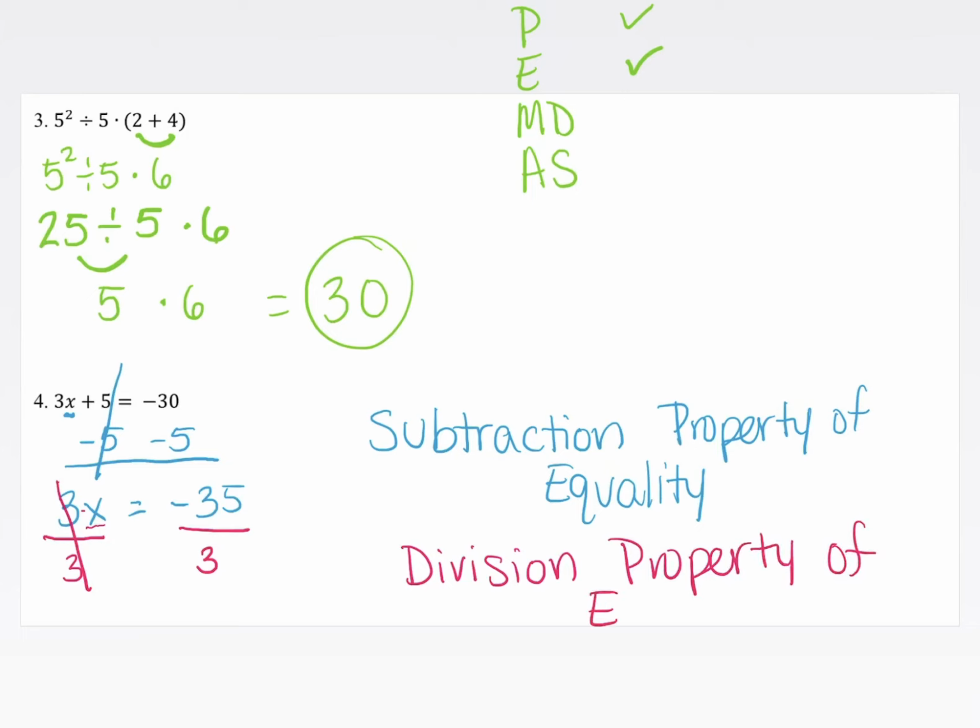Now looking on the right-hand side, we have negative 35 divided by positive 3. Since 3 does not evenly go into 35, we can just leave this as a fraction. So our final answer is negative 35 thirds.